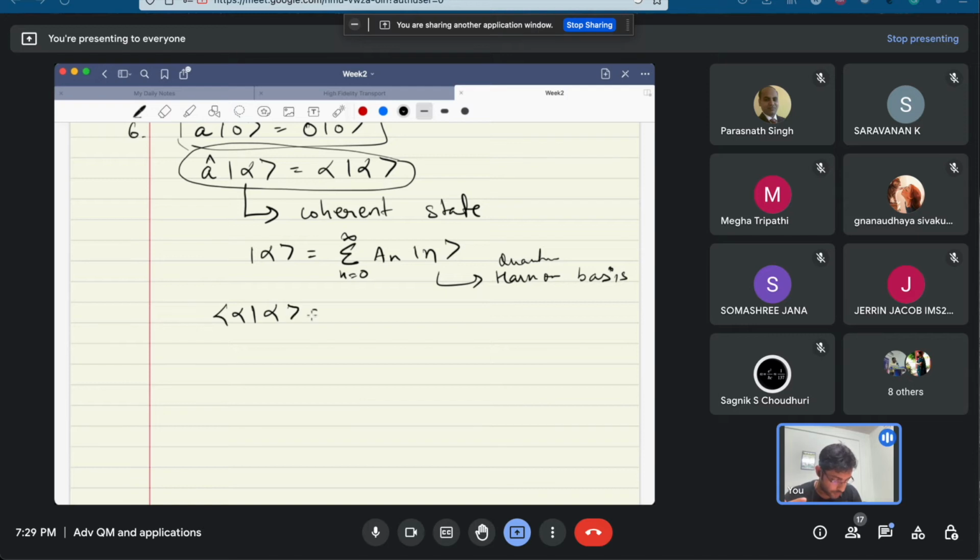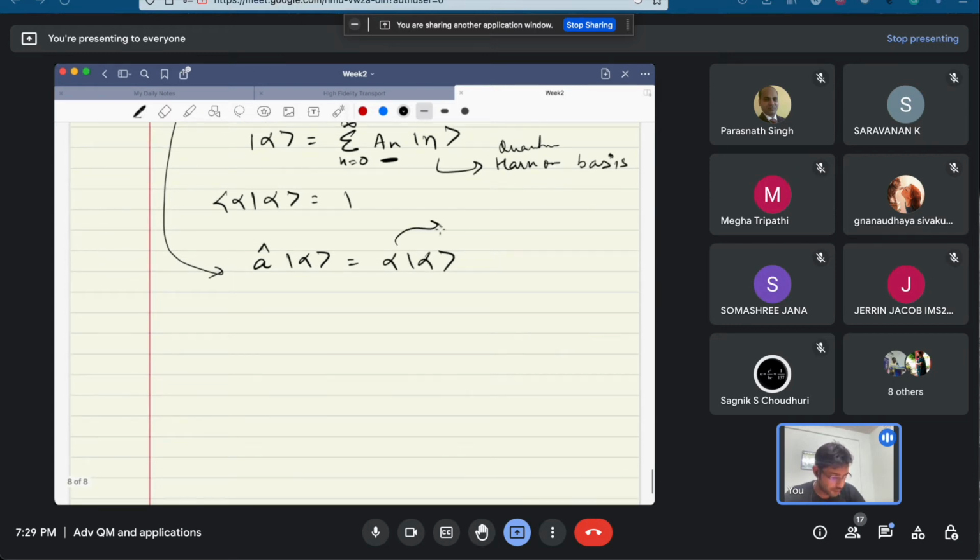What we always do is you take the ket and bra and put it equal to 1. So this will be the main criteria to normalize it. But before that, we have to identify some recursive function of the an to find out the final normalization constant. And for that purpose we use this equation, a on alpha equals alpha. And these alpha are mostly complex in nature.